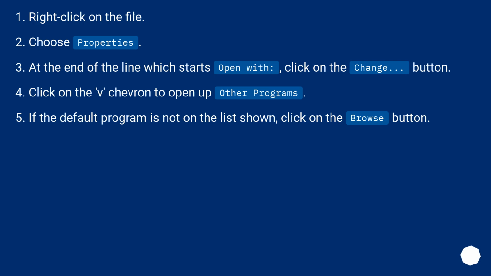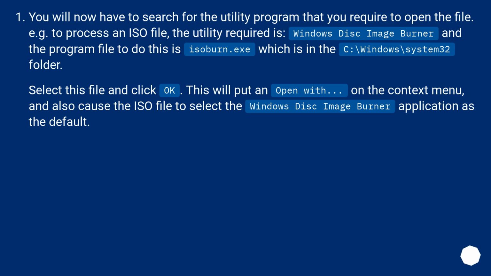At the end of the line which starts, Open with column, click on the Change button. Click on the V chevron to open up Other Programs. If the default program is not on the list shown, click on the Browse button. You will now have to search for the utility program that you require to open the file.